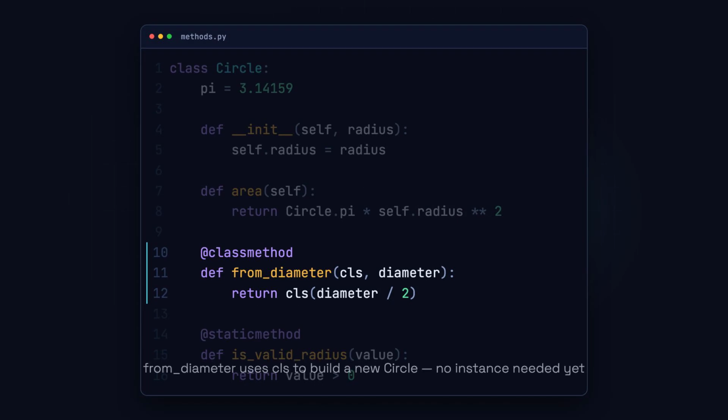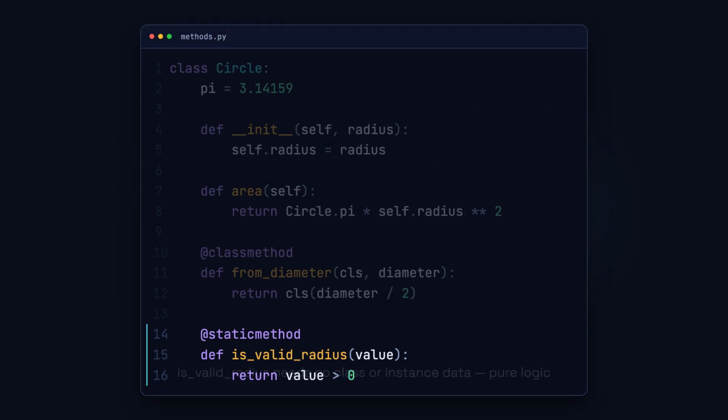From_diameter is decorated with @classmethod. Python passes the class itself as cls, so we can call cls to create a brand new circle from a diameter without needing an existing object. Is_valid_radius is decorated with @staticmethod. It only checks whether a number is positive. It never needs the class or any object, so Python passes it nothing automatically.